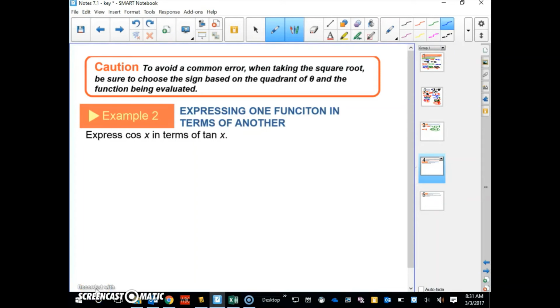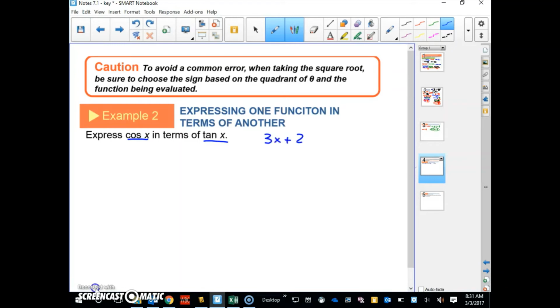Example 2, and this is going to be a challenge, but we're expressing one function in terms of another. Express cosine in terms of tangent. Okay, cosine x in terms of tangent x. Now, think about what we're doing.